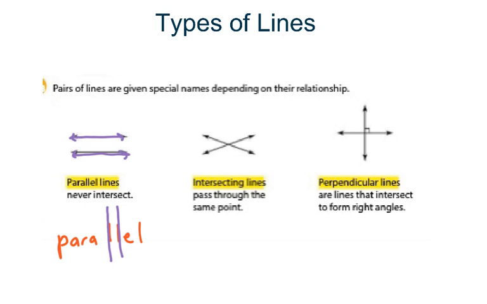Next one, intersecting. So when these lines meet, they usually make an X, okay? They are intersecting. And then the last one is perpendicular.